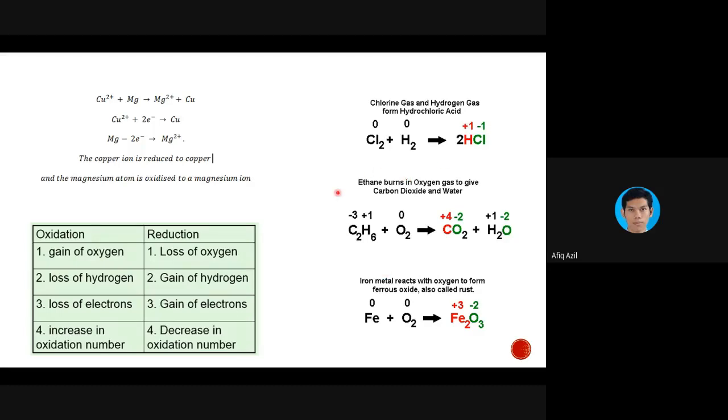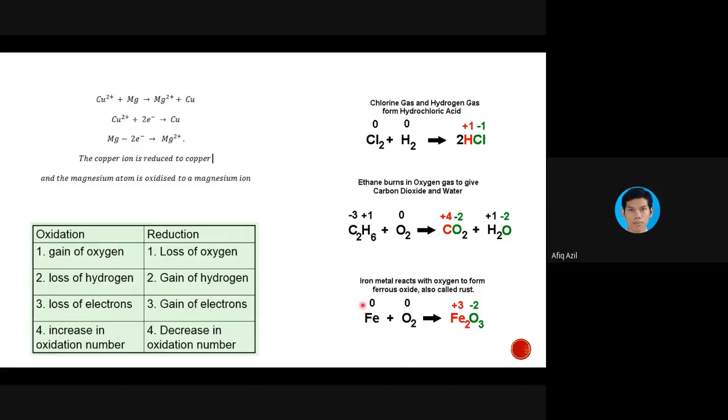And then you have another example. This one, ethane burns in oxygen to give out carbon dioxide and also water. You can refer to the oxidation number for carbon, originally negative 3, to become positive 4. So that is oxidation, while oxygen goes from 0 to negative 2. So that is the reduction.